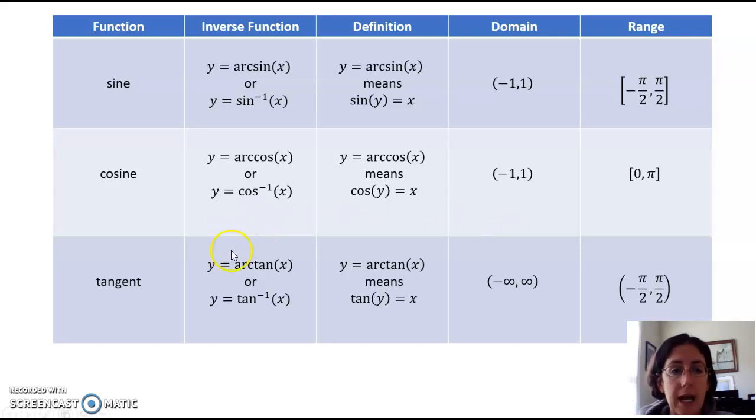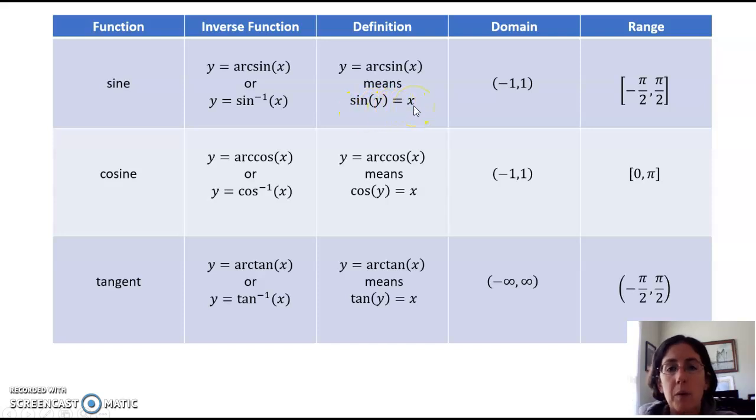For the sine, we either call it the arc sine or we call it sine to the -1. It's not sine being raised to the -1 power. That's sine inverse or inverse sine. A lot of times we just call it the arc sine. And what it means is that if y is equal to the arc sine of x, that means that the sine of y is equal to x.